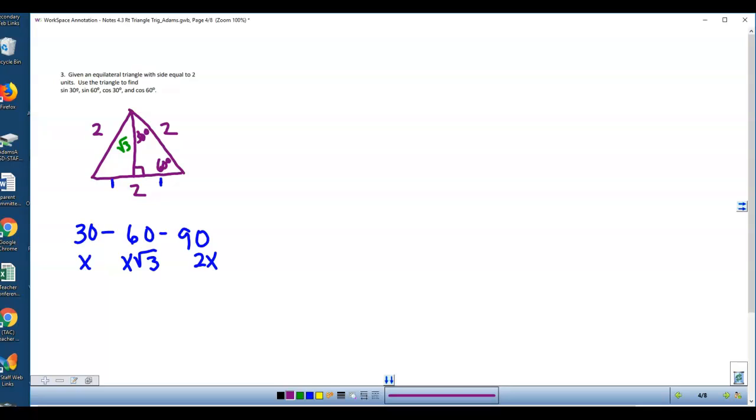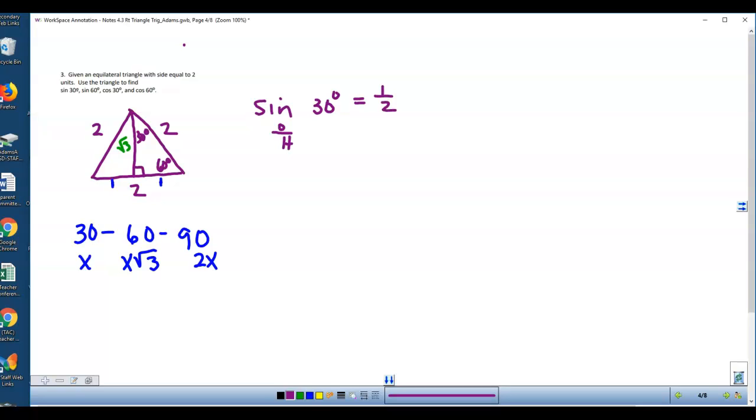So let's do the first one, which is sine, here we are, sine of 30 degrees. All right, so sine is opposite over hypotenuse. So I go in my triangle, identify my 30. So the opposite is over here 1, hypotenuse is 2. This is the sine of 30 degrees is 1/2.